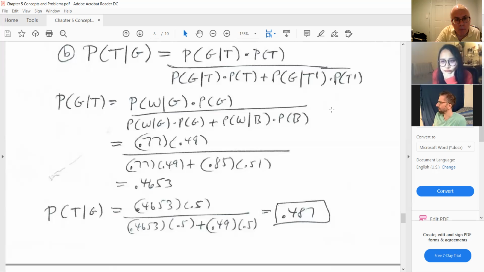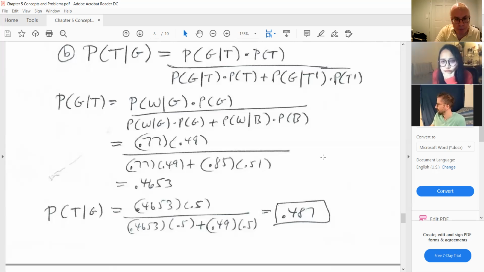Yeah, I'm not sure. The answer I came up with is different. It's 0.7857. You mean the final answer? Yeah, not 0.487, but this answer is a lot closer to 0.5. It's got to be around 0.5. It can't be that much different than 0.5.